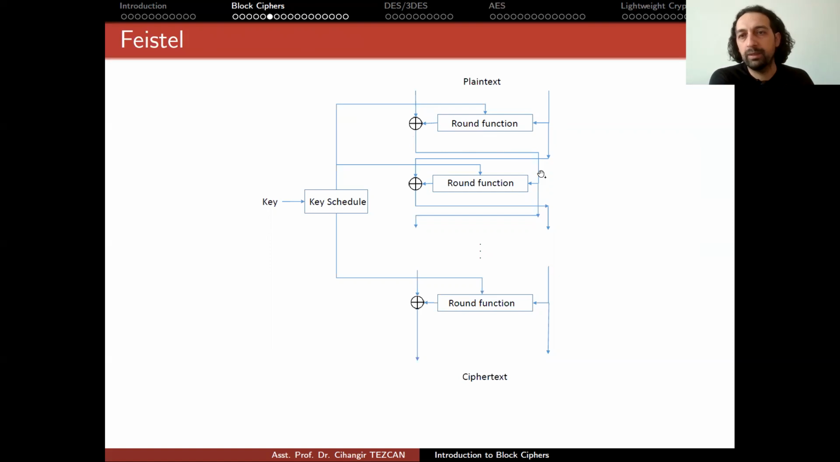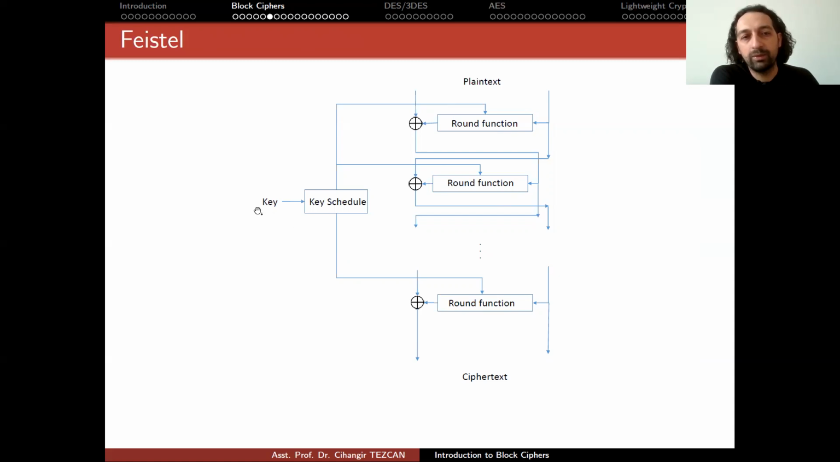So in each round, you are actually providing confusion and diffusion to the left part and repeating this process many times. At the end, you will obtain the ciphertext block, which would look like a random sequence.